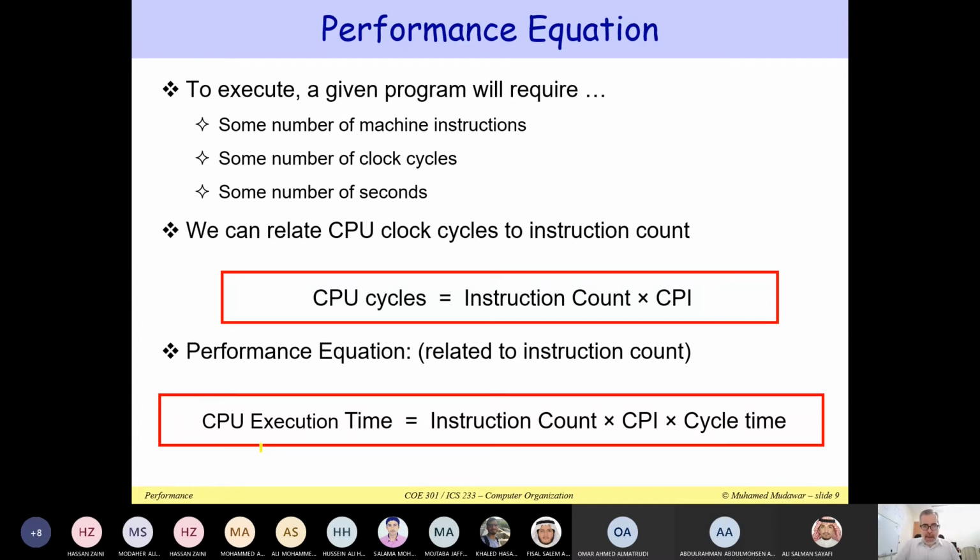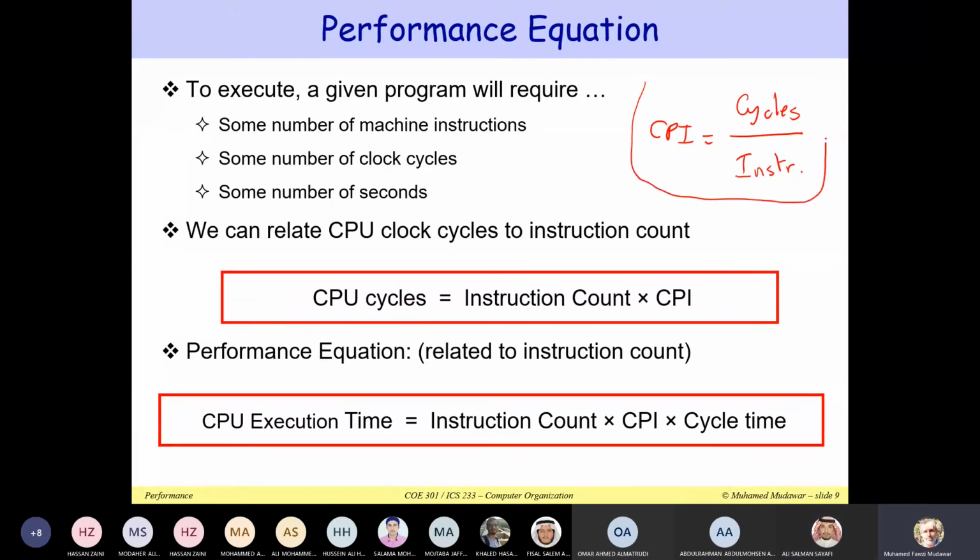Okay, so the average CPI. This is my pen tool. If I would like to write an equation for the average CPI, how do I write it? I say that the average CPI is equal to the number of cycles over the number of instructions, so the total number of cycles divided by the total number of instructions. You agree? Yes. That actually is my average CPI.